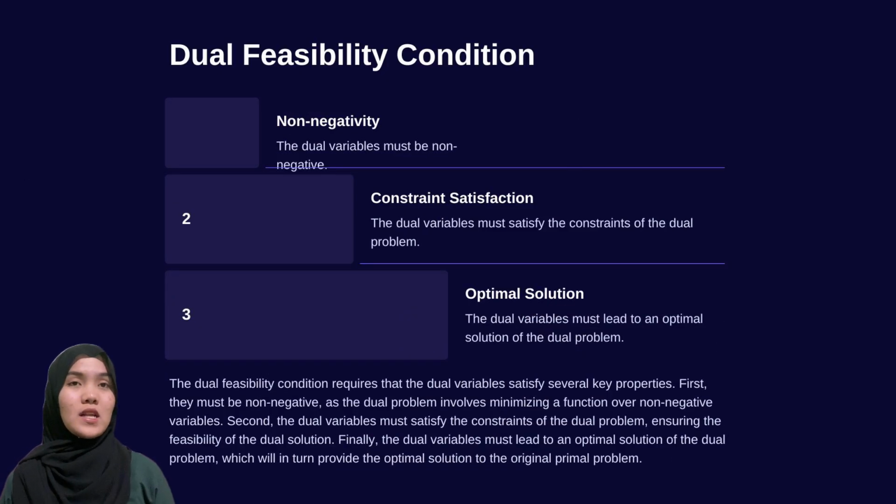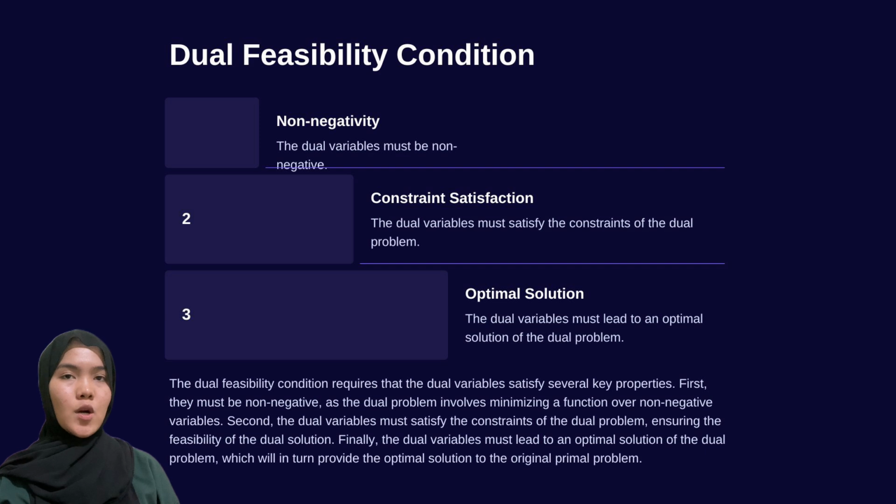Next, dual feasibility condition. Number 1. Non-negativity, the dual variables must be non-negative. Number 2. Constraint satisfaction, the dual variables must satisfy the constraints of the dual problem. Number 3. Optimal solution, the dual variables must lead to an optimal solution of the dual problem.